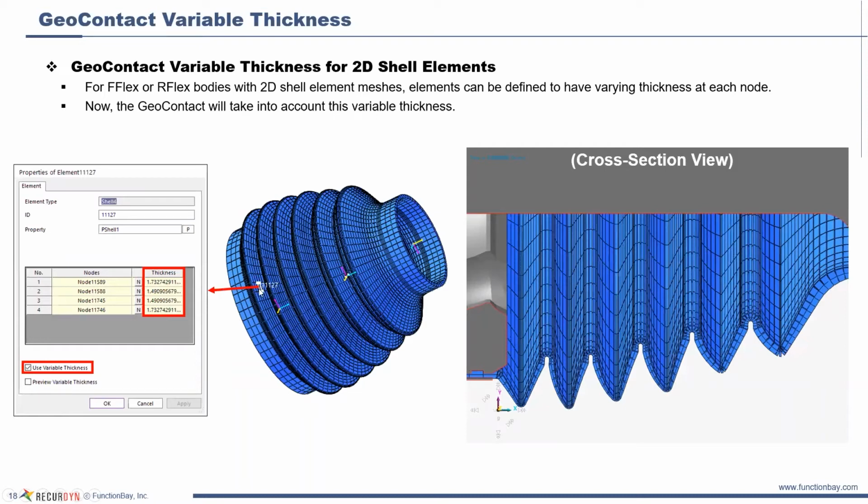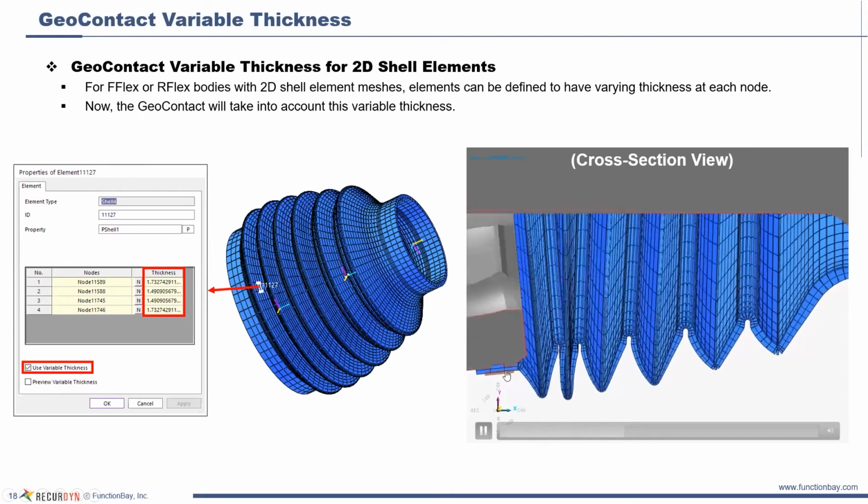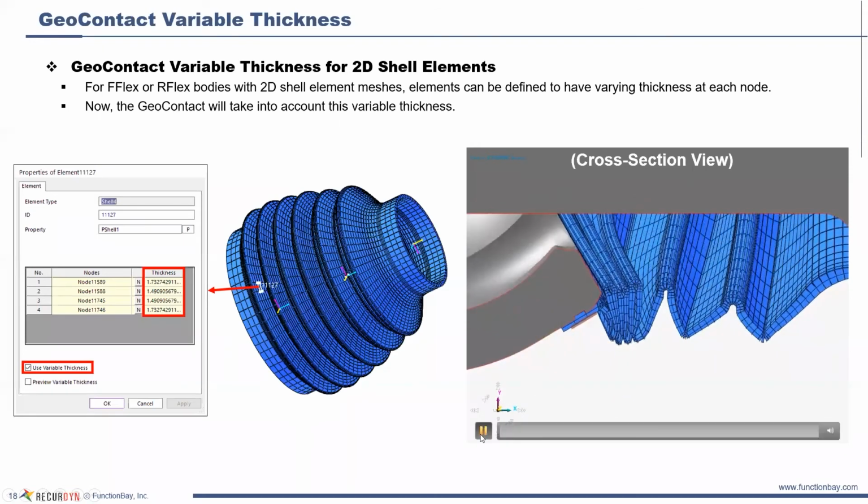If you bring up the properties for a particular 2D shell element in this mesh, you would see that the thickness defined for each of these nodes has its own value. And that's used to represent certain geometries where the wall thickness varies. And the enhancement is now that the contact within RecurDyn takes that thickness into account correctly. So if we take a look at this simulation here, we can see that the solver is handling that thickness correctly.